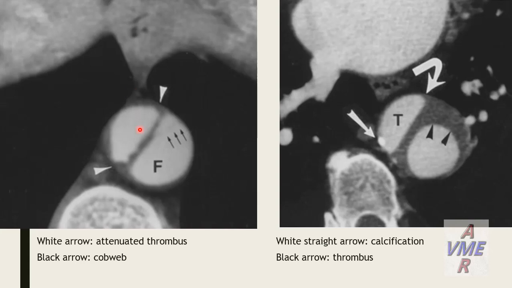We have here also, for the white arrow, attenuation of the thrombus. This is thrombus presenting in the false lumen, and this is the true lumen. And inside the false lumen we have a soft tissue shadow, the cobweb sign. This is the calcification, that means this is the true lumen. This is the thrombus, that means we have a false lumen.